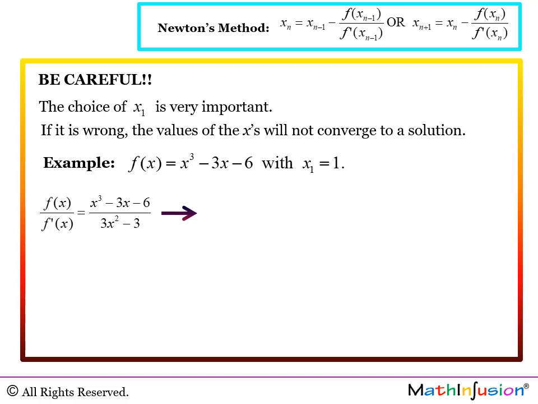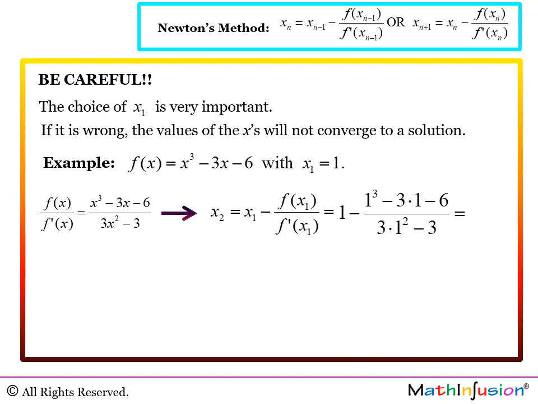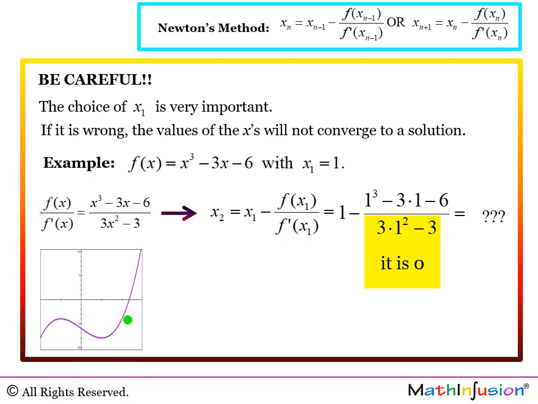We will use this, and let's find the second one using Newton's method. We get that x2 equals x1 minus f of x1 over f prime of x1. But in our case, what happens if we substitute 1? We get 0 at the denominator. A better choice will be to take x equals 2. But for x equals 1, we're stuck and it really doesn't work.